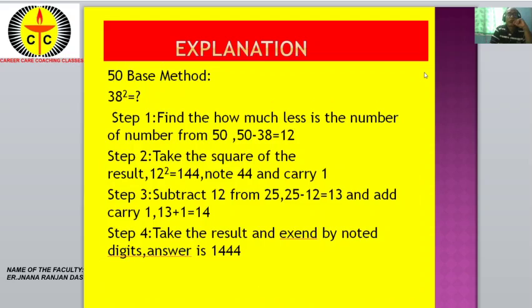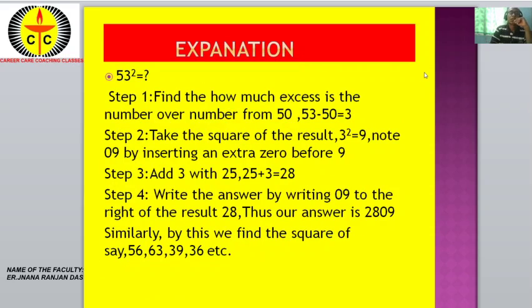Similarly, you can find the square of a number above 50 and below 75. One number is 53, suppose say. In this case also, you find how much the number is in excess over 50. Here the excess over 50 is 3. Then take the square of 3, that is 9. Note 09. Here we have to take 2 digits. There is a single digit, so you insert a 0 before the 9.